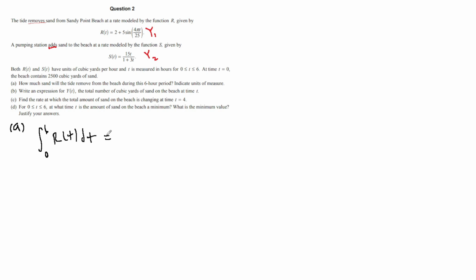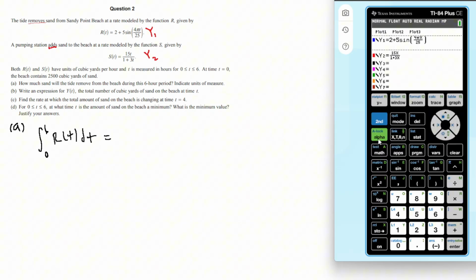So now we can go into our calculator. Second quit, and then we go math 9. So now we have the integral. We type in 0 to 6 because that's our interval, and it's asking how much sand will the tide remove. So we're doing y1, which is R of t. So we do alpha trace 1 and then x, because in this case we're not going to use t on the calculator, we're going to use x. So now we have this, and we just click enter, and it gives us our answer.